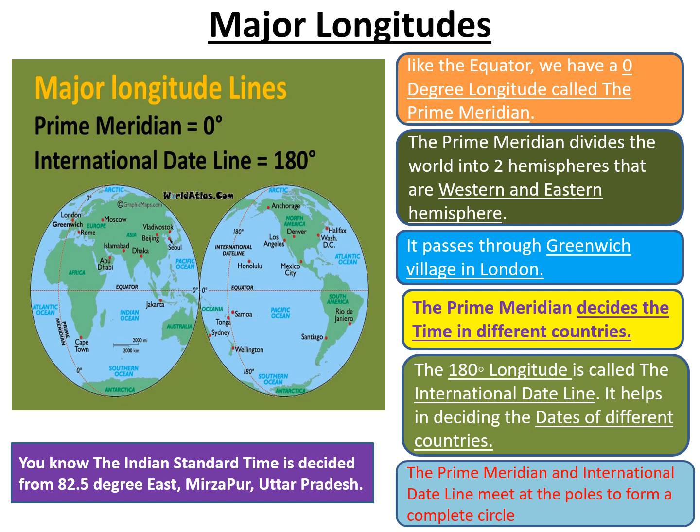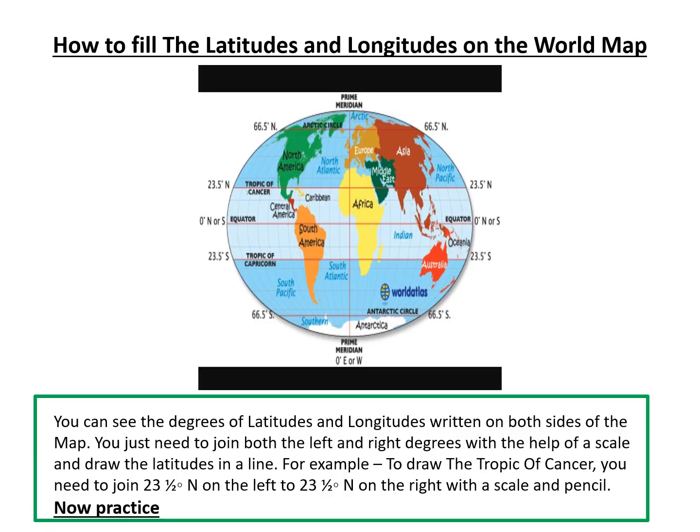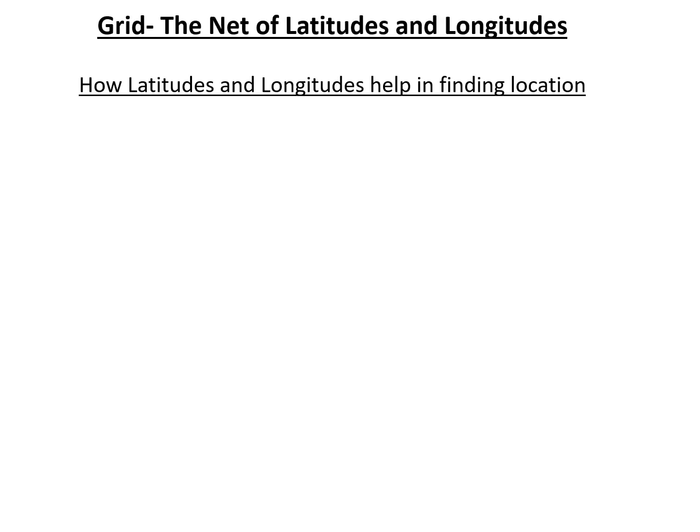This is very important. The 180-degree longitude is called the international dateline. It helps in deciding the dates of different countries. Isn't it amazing? The prime meridian and international dateline meet at poles to form a complete circle. Another important fact is, the Indian Standard Time is decided from 82.5 degree east, Mirzapur, Uttar Pradesh. It is very easy to fill the latitudes and longitudes on the world map. You can practice it. Next comes the grid.